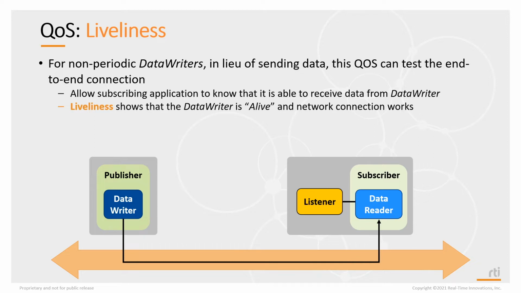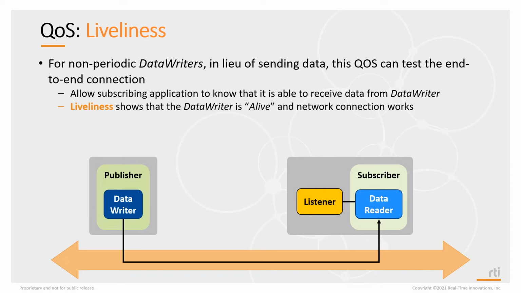Now, what happens if you have a data writer that is not publishing data periodically? For example, you have an emergency stop button. That emergency stop button is not constantly telling everyone to stop. Frankly, hopefully it's never used. But you do want to know that if that application does need to send out an emergency stop call, you get that message and that application is alive to send that message.